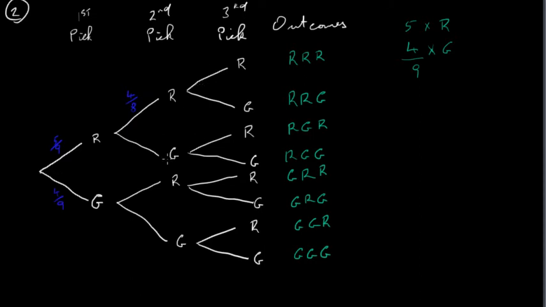What about down along here then? If we picked a red, we still have 4 greens. So we have 4 greens, but we only have 8 beads left here, so our probability is 4 out of 8 here.